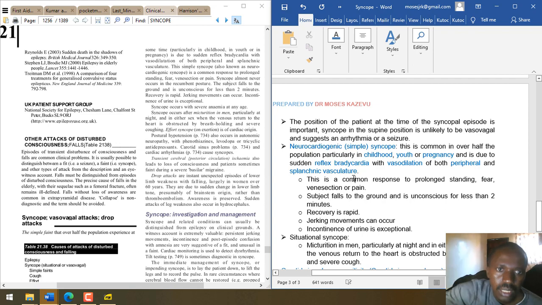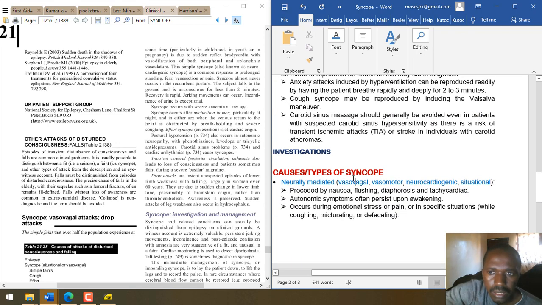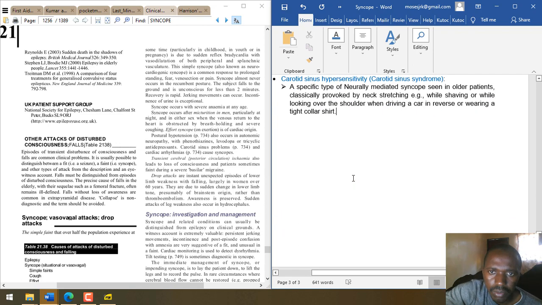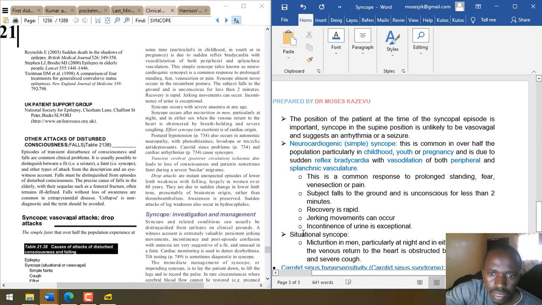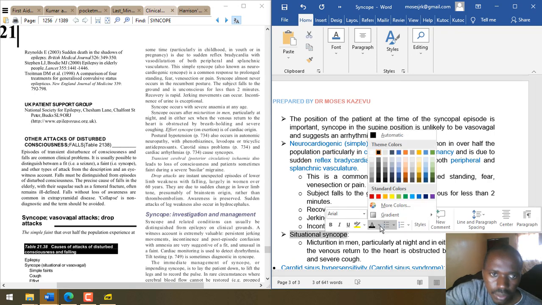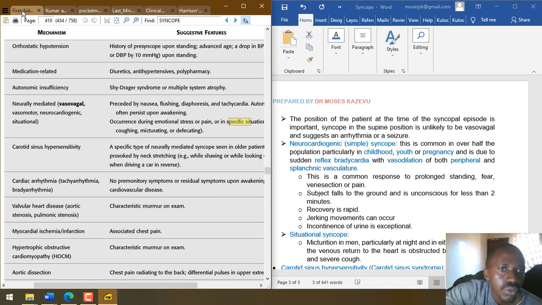Okay, so effort syncope on exertion is of cardiac origin. So there's something also about cardiac origin. Okay, fine. So we can highlight this here. They also talk about something about postural hypotension here. So we can get back to this.